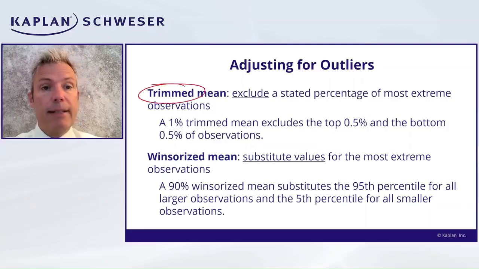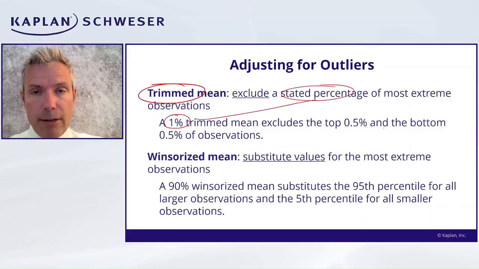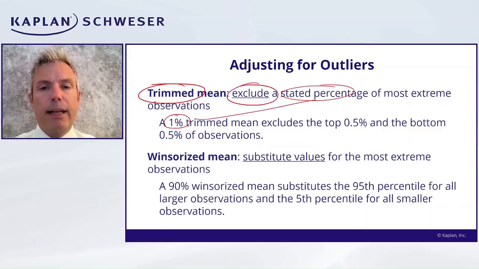So a trimmed mean, as the name suggests, actually removes data, removing the most extreme data. We state a percentage, say 1% of our data in terms of the number of values there are, and we remove the bottom and the top. So we split that percentage into two lots of a half: remove the top 0.5% of the data and the bottom 0.5% of the data.